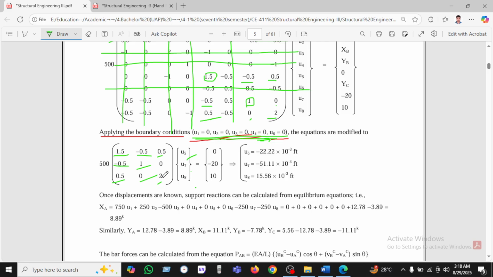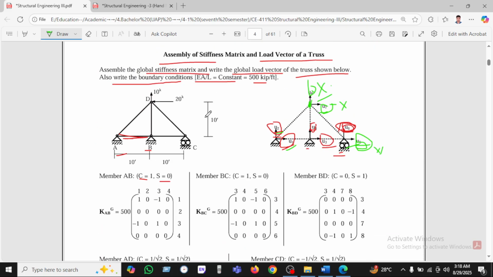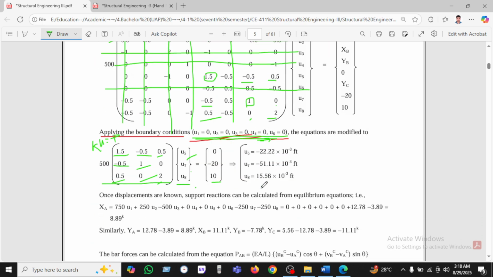And after this equation we know ku equal to p. So this is the K matrix, this is the u, and this is the p, the applied load, as we have shown here. The applied load is given as 20 in 10, which is 7 and 8. So that's why we have been using 7 and 8. After calculating, we can find U5, U7 and U8.